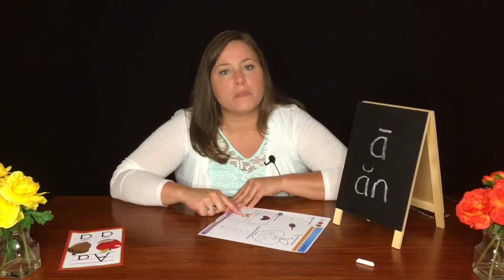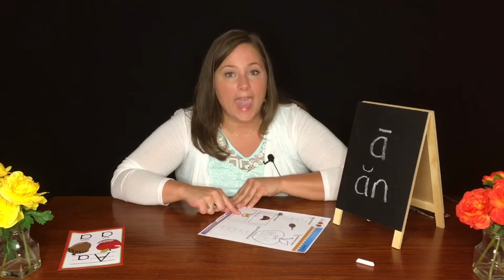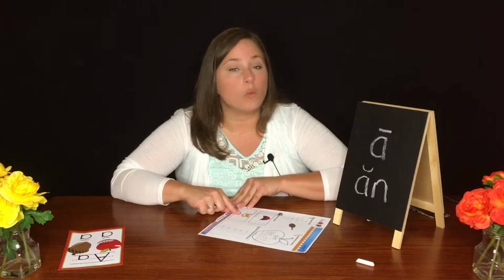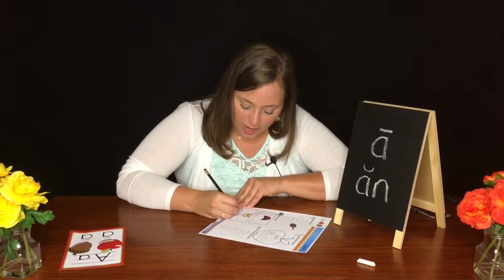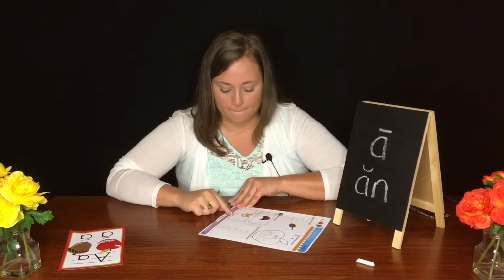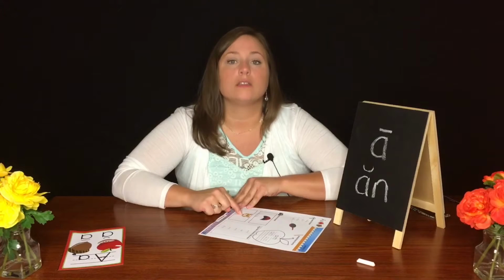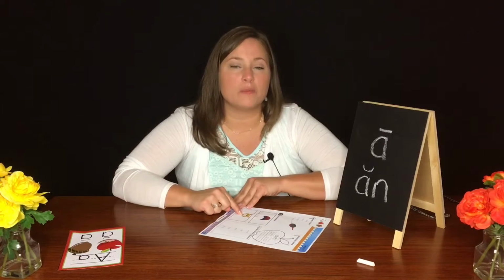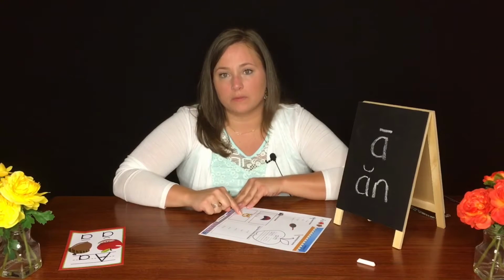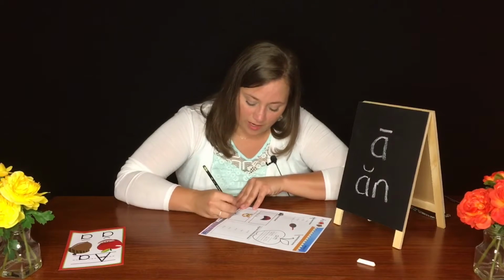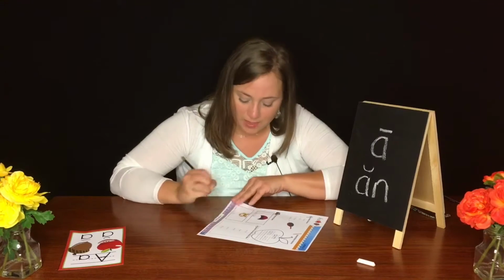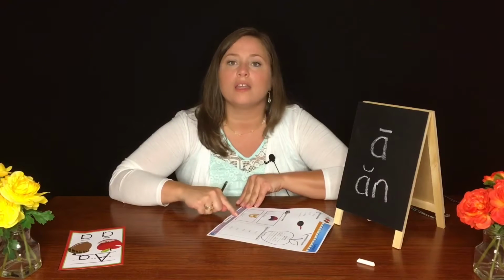Now let's think about that middle sound in cat. A. What letter makes that sound? A. Very good. Let's write A in the middle blank. Okay. In cat, what's the final sound that you hear in cat? T. What letter makes the T sound? The letter T. Very good. Let's write T in the last blank. And now we have spelled the word cat.